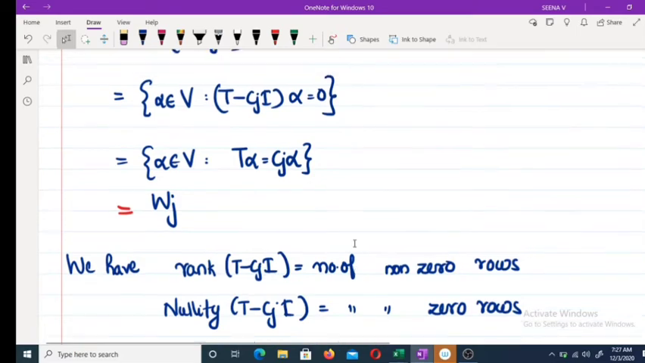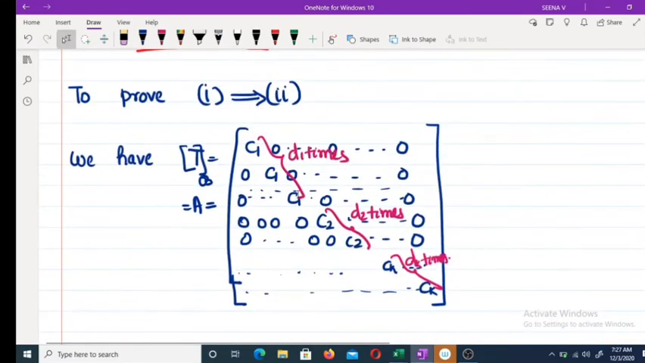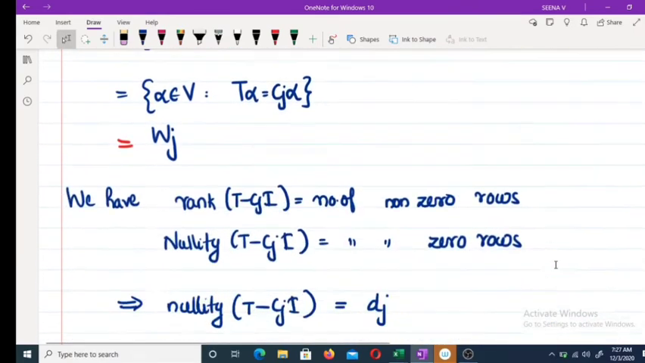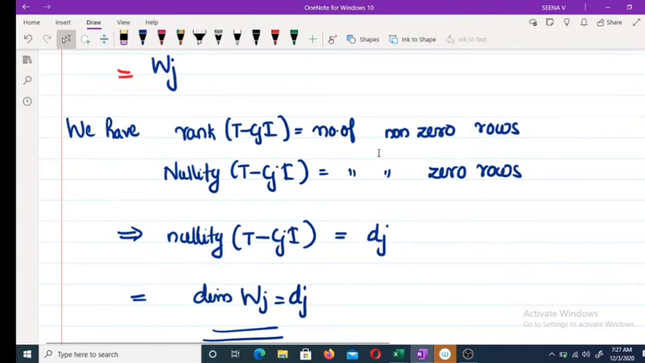For a matrix, what is the rank? If you consider the matrix in row canonical form, rank is equal to the number of non-zero rows of the canonical matrix. So the rank of the matrix of T minus Cj I is the same as the number of non-zero rows. Therefore, the nullity of T minus Cj I is the number of zero rows.